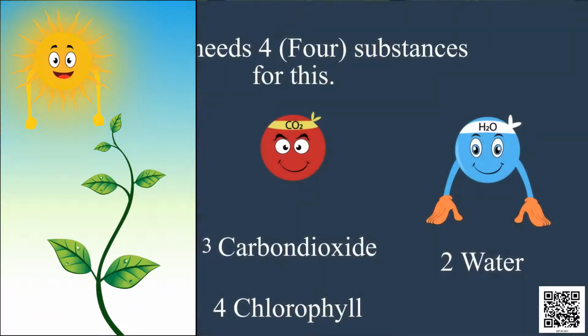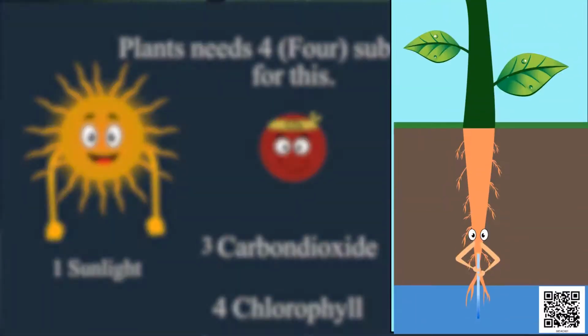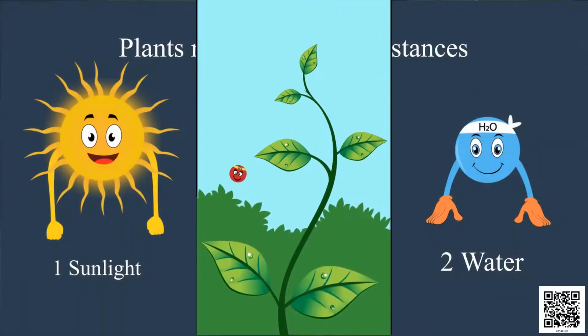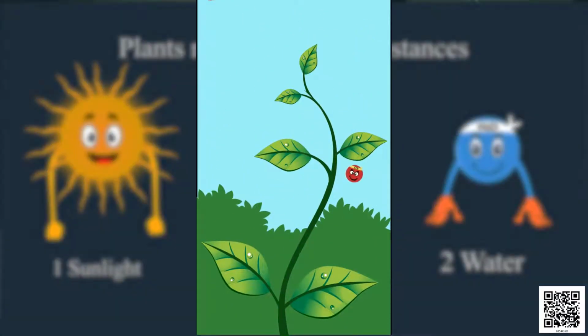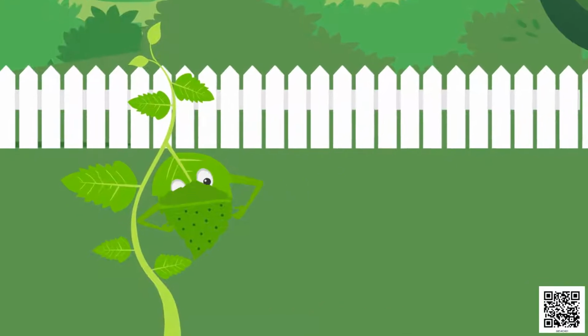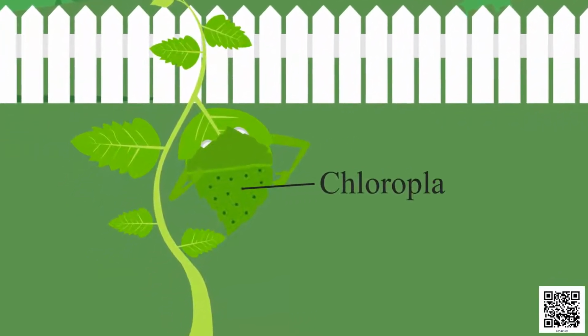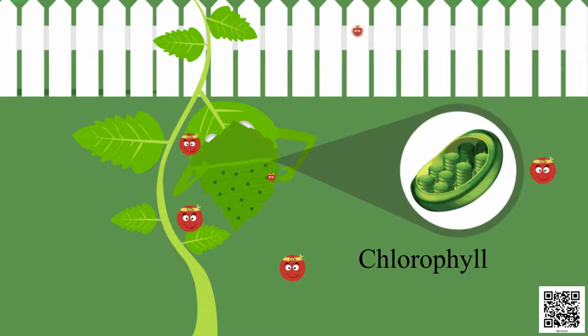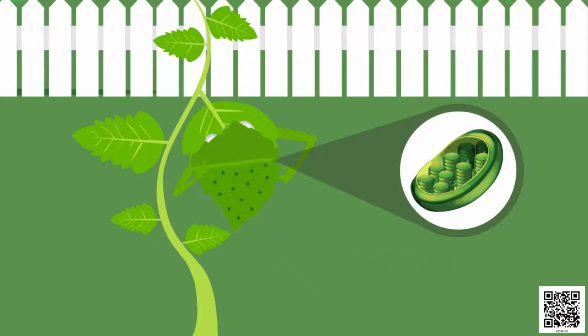Photosynthesis is carried out by leaves. Leaves of a plant have tiny pores called stomata. Carbon dioxide from air enters into leaves through these tiny stomata. Plant cells contain small structures called chloroplasts. These chloroplasts contain chlorophyll. Chlorophyll is the green pigment of leaves.